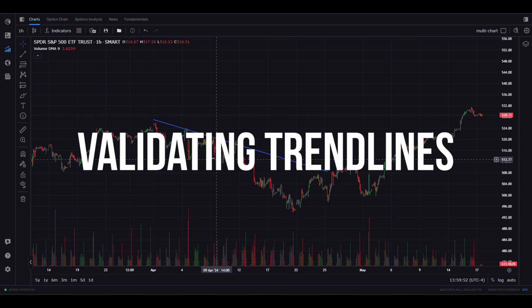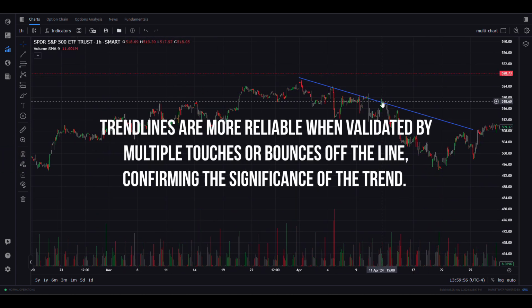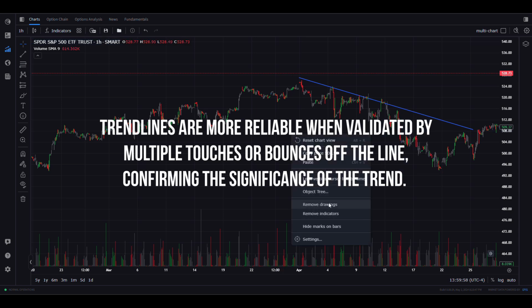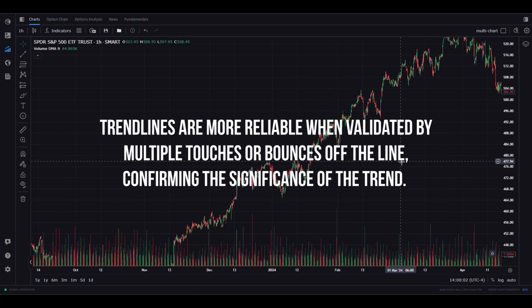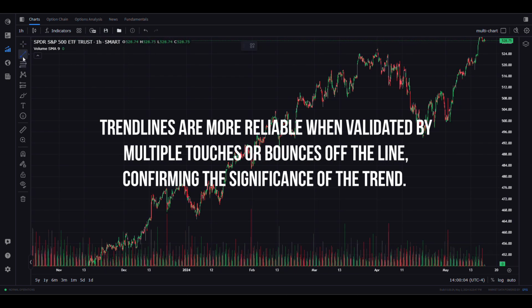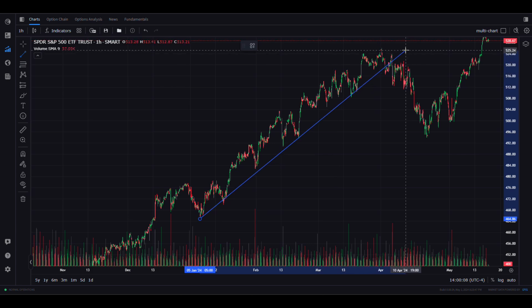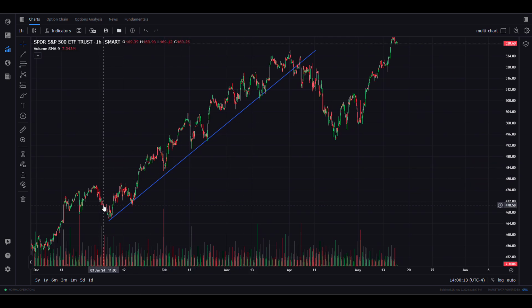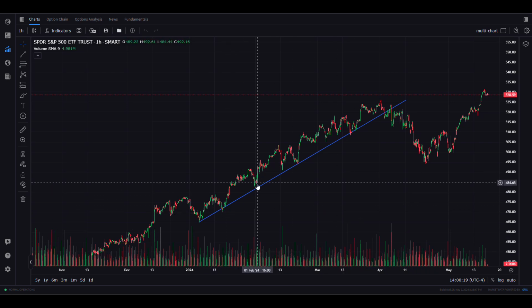Validating trend lines. Trend lines are more reliable when validated by multiple touches or bounces off the line, confirming the significance of the trend. Validating trend lines is essential. Trend lines require validation to ensure their credibility. This validation process involves examining instances where the price interacts with the trend line, particularly through multiple touches or bounces. These validations serve several purposes.